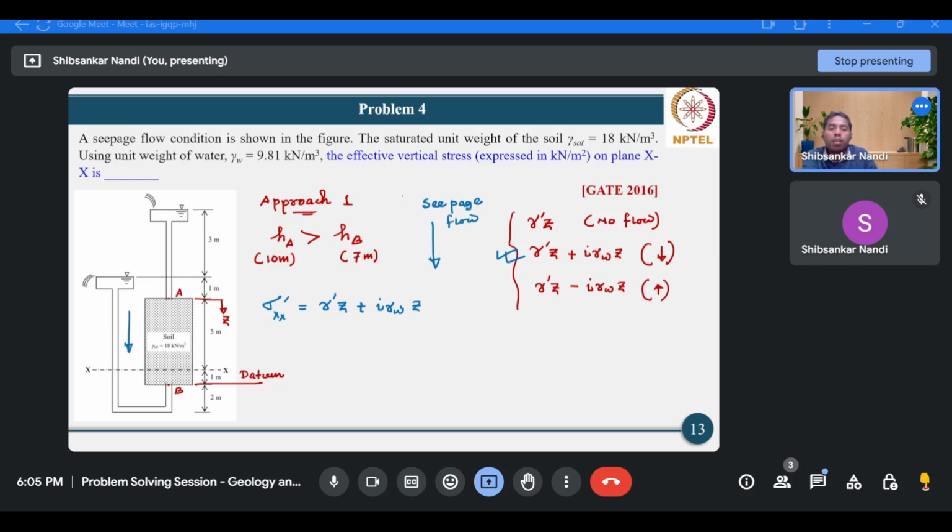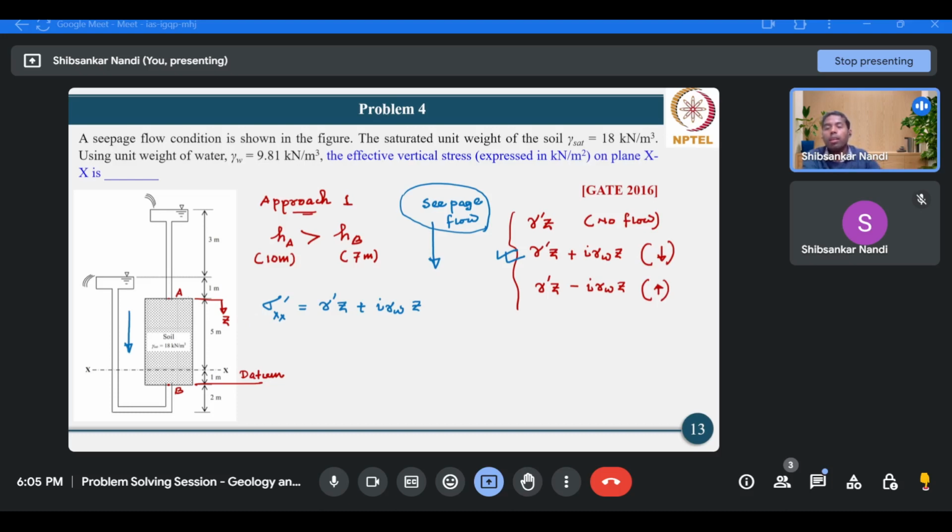So this is very crucial. Identification of the seepage flow direction is very crucial to answer this question. If you identify the seepage flow direction in a wrong way, then you will end up with wrong results. So you have to be very careful about the seepage flow direction, and it will be governed by the total head at the top and bottom of the soil.